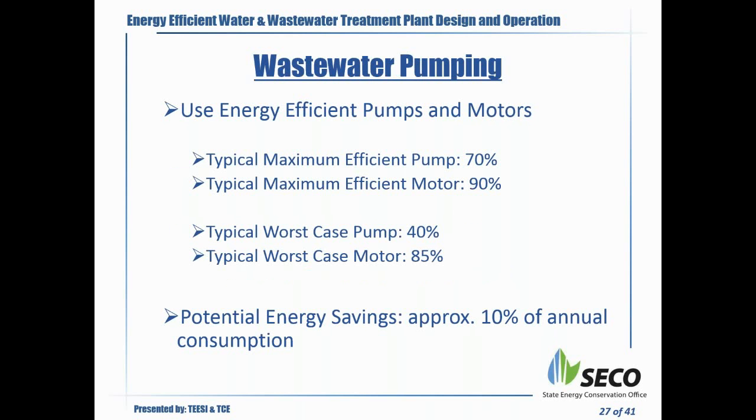In wastewater pumping, we look at similar things. For pumping, we certainly like to use the most efficient pump and motor for the application, but wastewater pumps are normally a bit less efficient than water pumps. We found that the most efficient wastewater pumps are in the 70% range, and the most efficient motors are about 90%. Worst case pumps are about 40%, and worst case motors are about 85%.